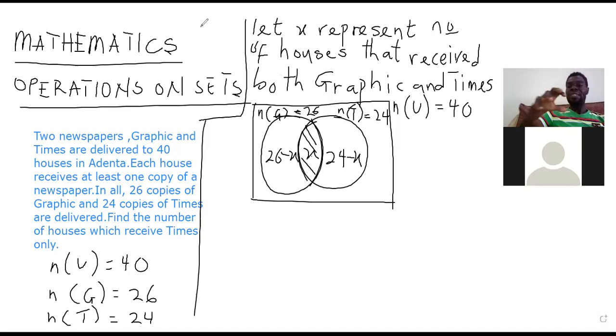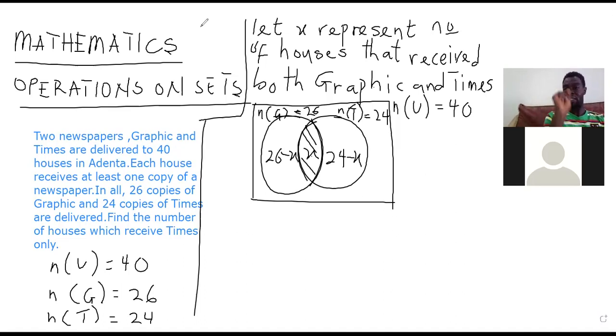Please, the X is not fixed for the intersection. The variable depends on the question given. So the position of X will depend on the question given. Sometimes they can give you the value for the intersection. When they give the value for the intersection, take note, you are not going to represent the intersection with X. We rather represent the unknowns with the variables. So take note of this.